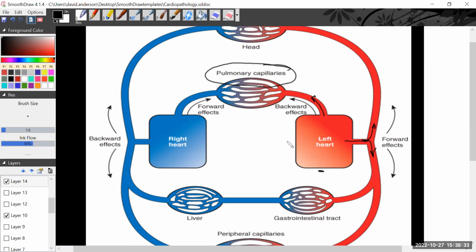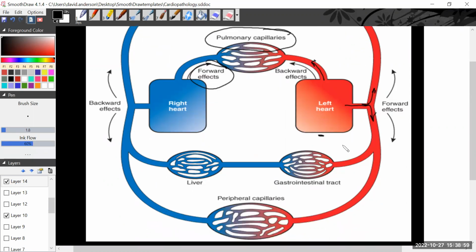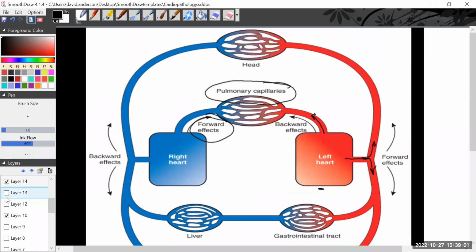If we're looking at right-sided heart failure, the forward effects will be on the lungs, and the backward effects are going to be on the venous system behind the right heart. So remember what we talked about with backward effects on the venous system was edema. Backward effects on the left heart will show edema in the lungs. Backward effects in the right heart will be systemic edema. Now I show you this picture first, and then I draw it another way that may hopefully be a bit helpful for you.